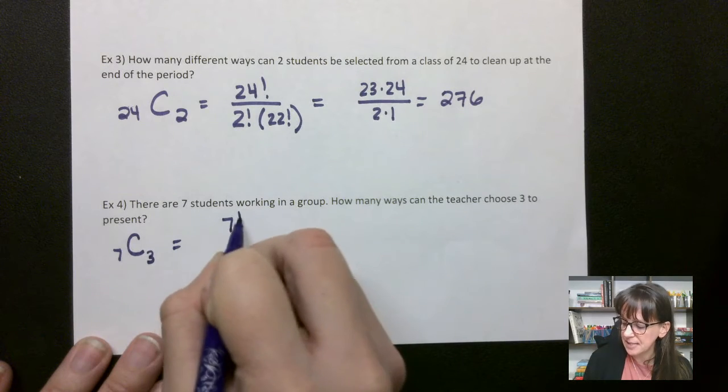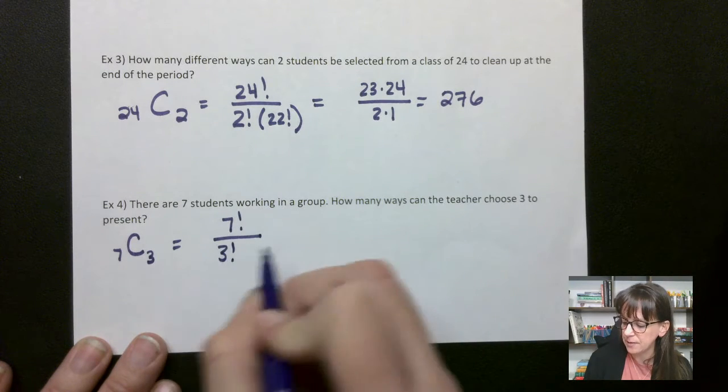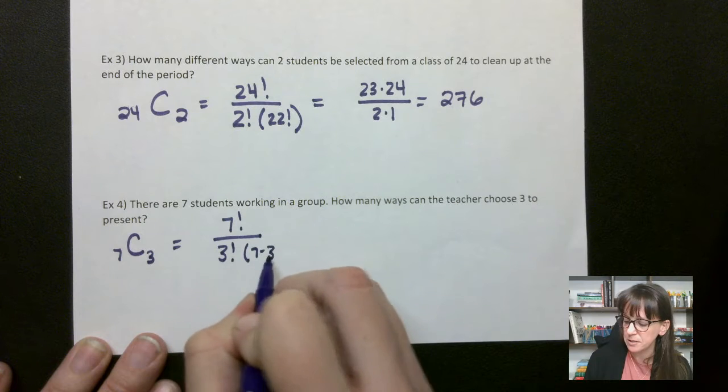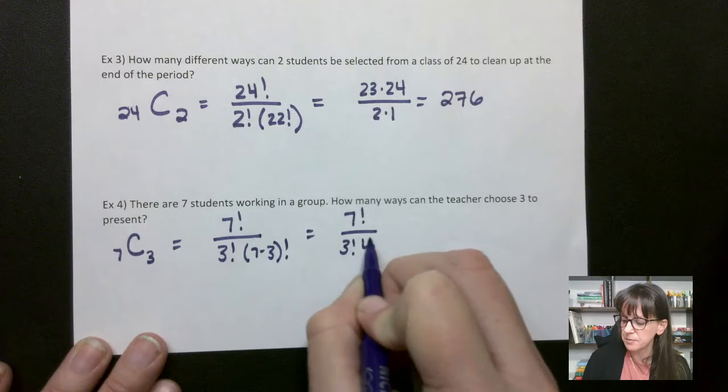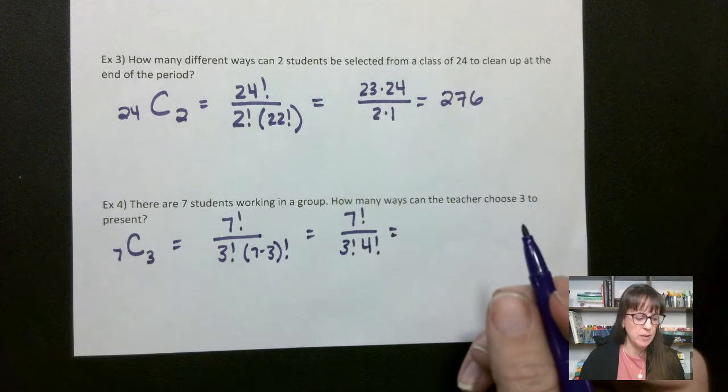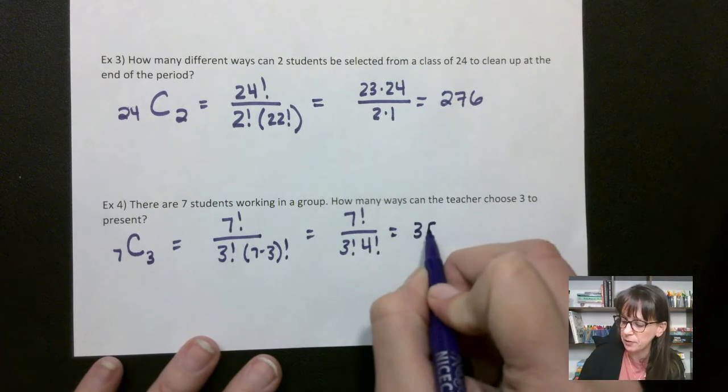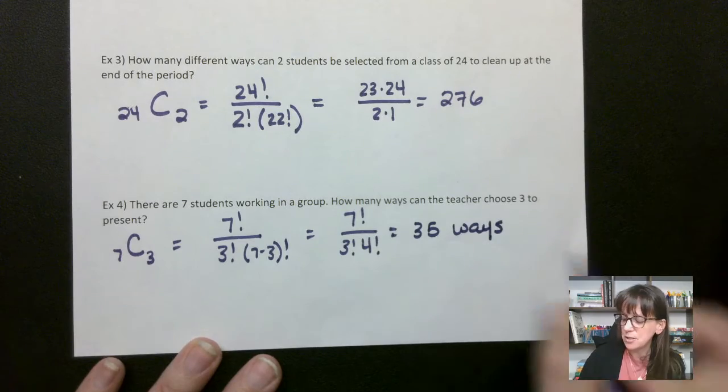So we end up with 7 over 3, and then we find the difference between those two, 7 minus 3, which is 4. So we end up with 7 over 3 times 4. Plug that into your calculator, and we end up with 35 different ways that the teacher can choose those groups. Okay, so hopefully that kind of helped with that one.